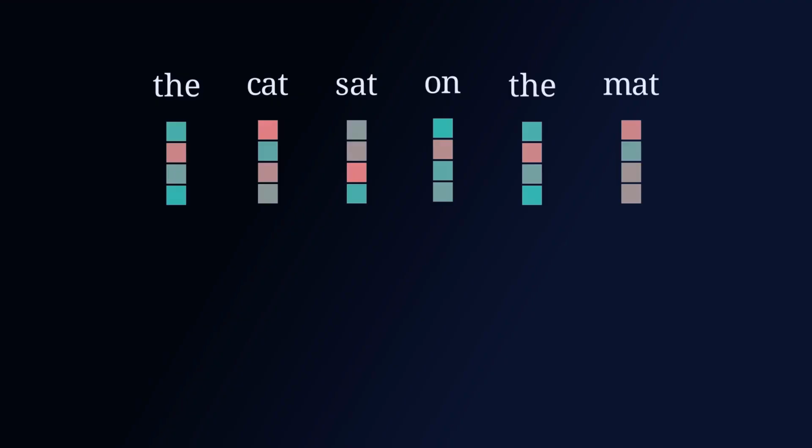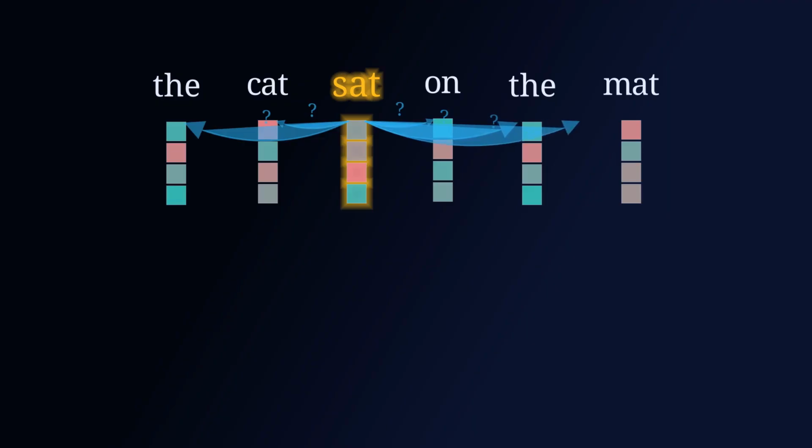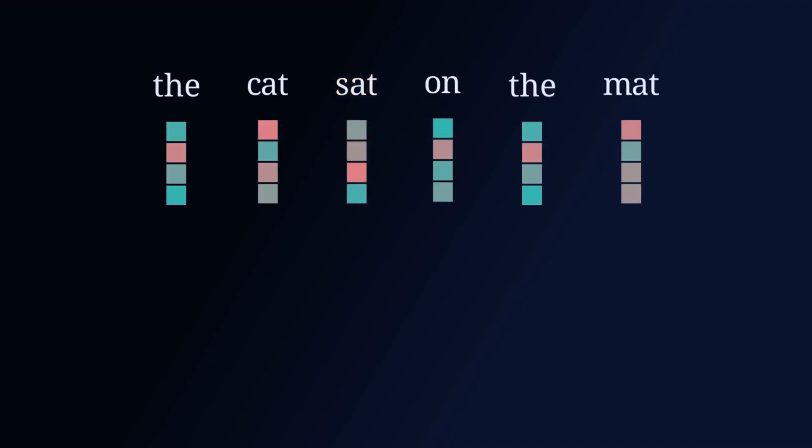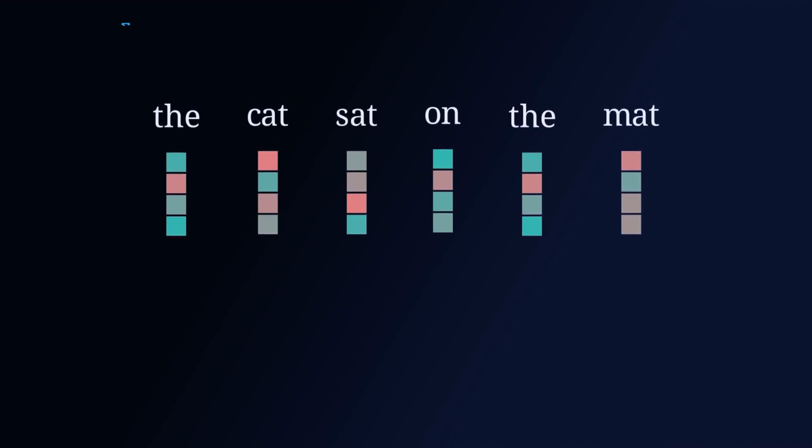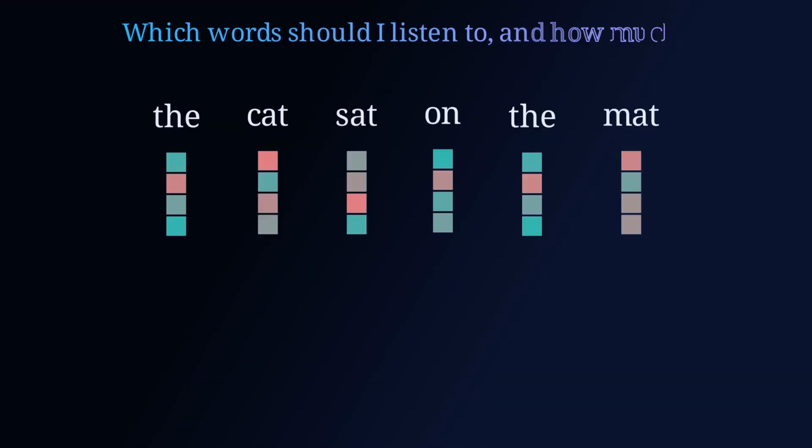Here is the core problem attention solves. The word sat on its own is vague. Who sat? The cat. To understand sat properly, the model needs to pull in information from cat. Every word needs a way to gather context from the others. So the question becomes, how should each word decide which other words to pay attention to, and how much? That single question is the whole idea of self-attention. Everything else is machinery to answer it cleanly.